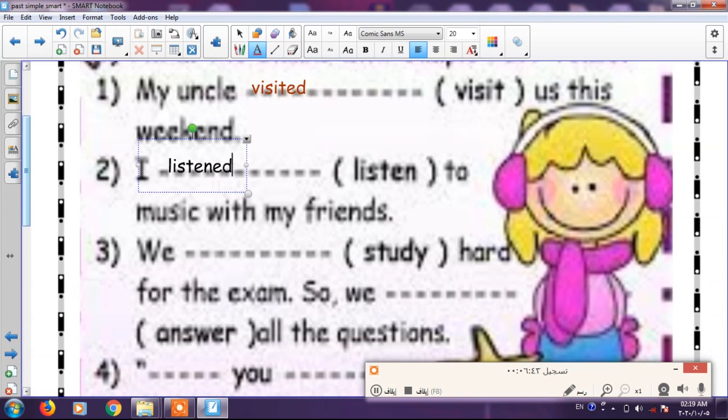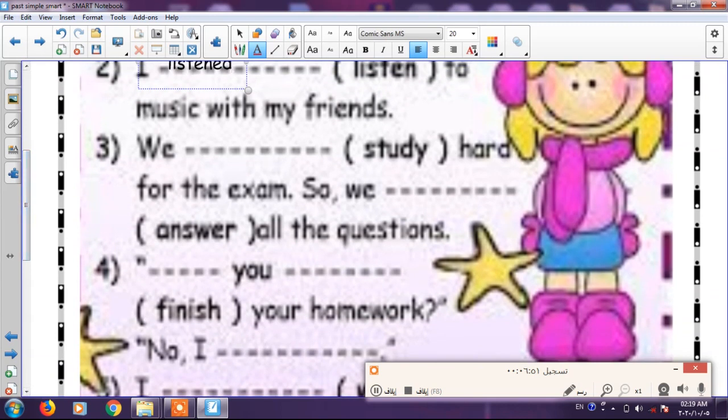I listened to music with my friends. Number 3. We study hard for the exam. So we answer all the questions. Here we have 2 verbs, study and answer. The first verb I will turn into the past. How? Here study is a verb that ends with y. And before y there is a consonant letter. So I will replace y, I will cross y and add ied to the verb.